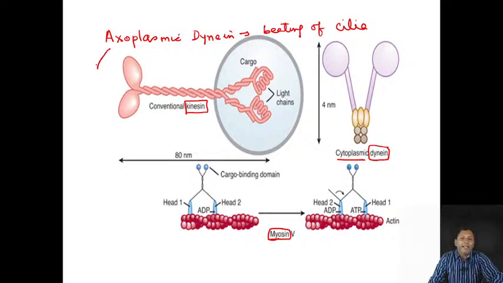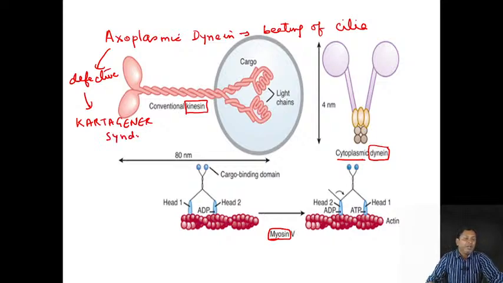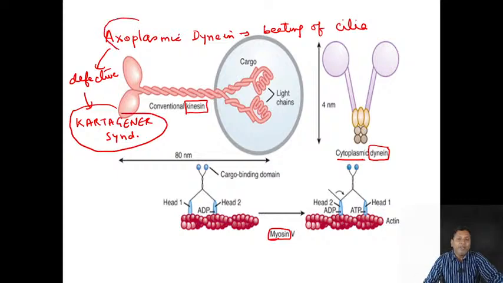And if this dynein is defective, what will it lead to? When it is defective, it will lead to Kartagener syndrome. Right, so remember about this one also. In Kartagener syndrome, what is defective here? The dynein is defective in this Kartagener syndrome.